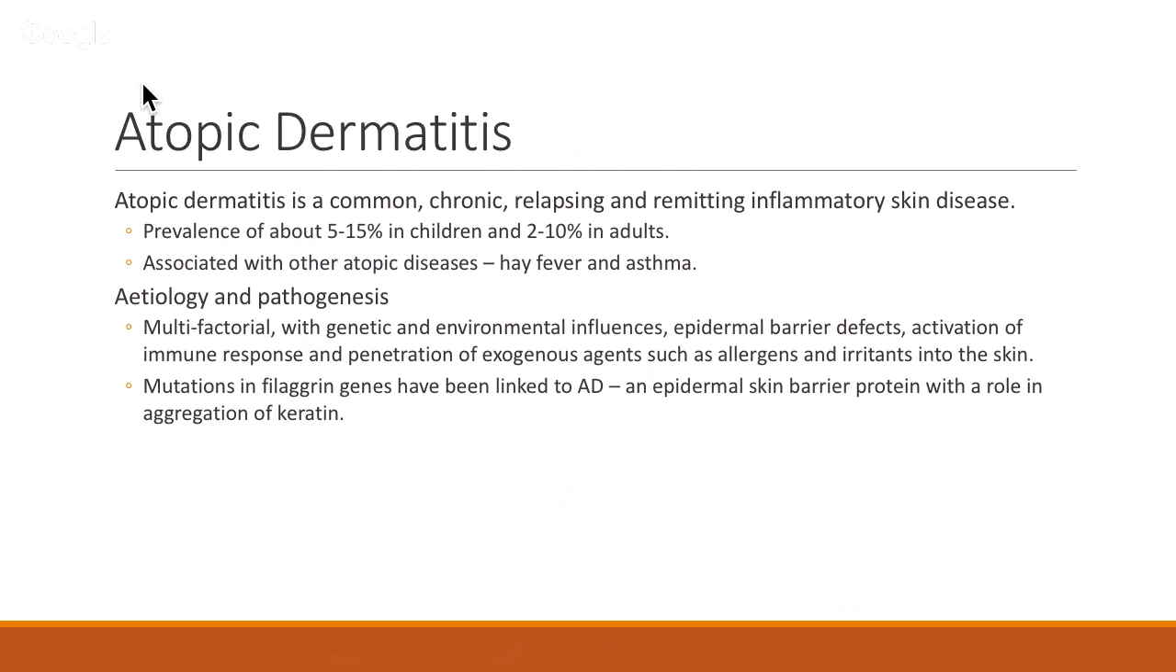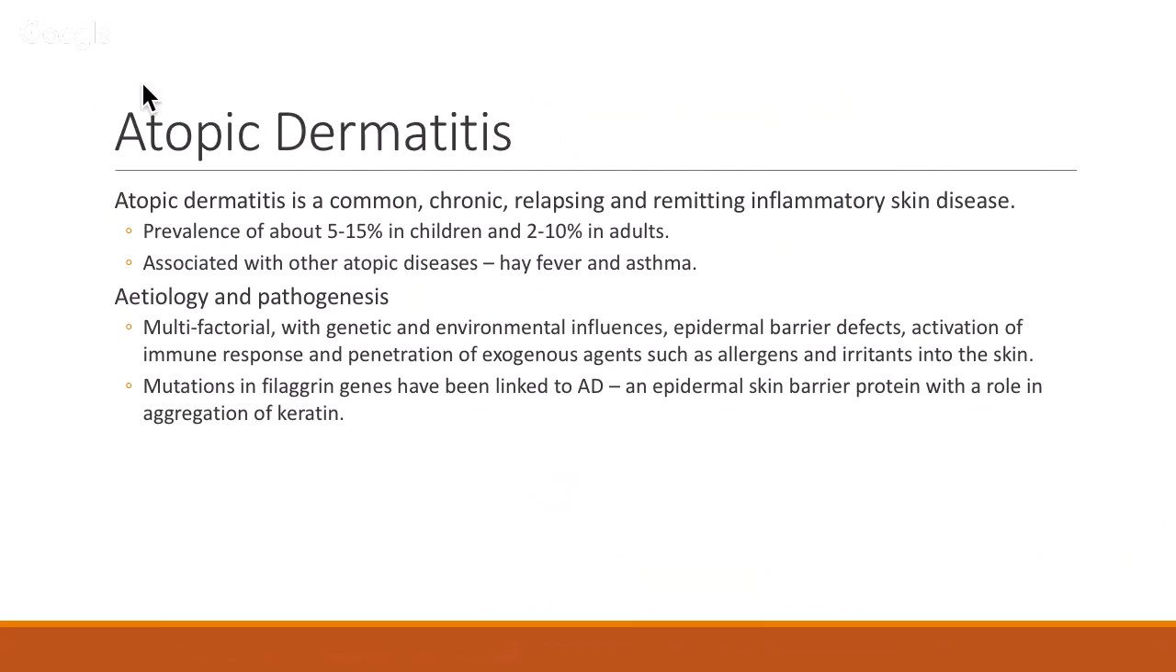In terms of the etiology and the pathogenesis, it's multifactorial, so essentially a combination of genetic and environmental factors, but ultimately it's due to a defect in the epidermal layer of the skin that predisposes the child to be more susceptible to irritants and infections. And so then you've got this penetration of exogenous agents, such as allergens and irritants, into the skin, and that mounts an immune response, and they get quite pruritic lesions and that erythematous rash afterwards.